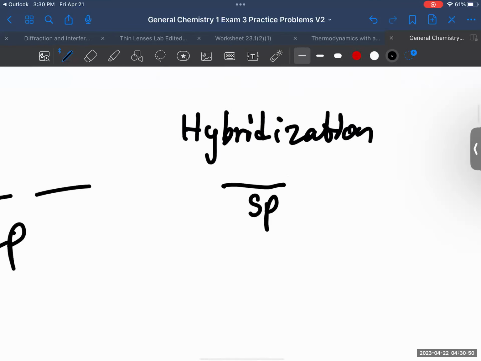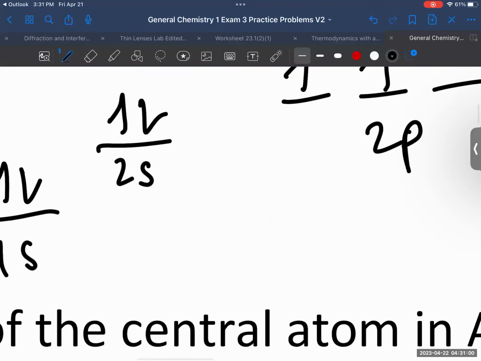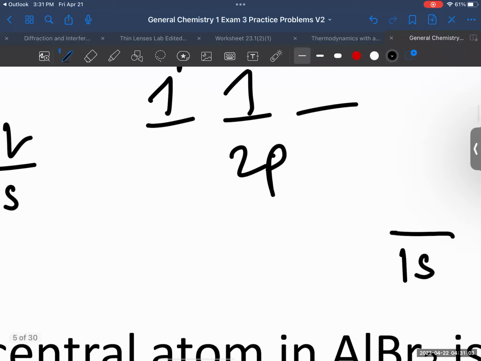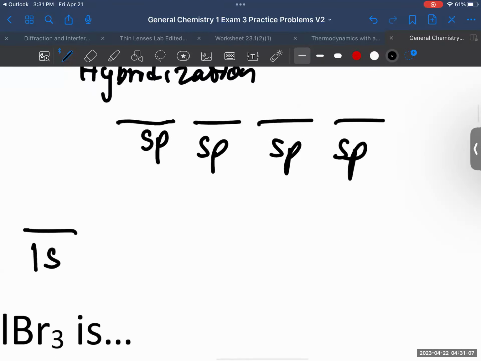If we use this new model, it'll be 1s there, and there's 4 sp hybrid orbitals. The way we got 4 is that the 2s has 1 orbital, and the 2p has 3 orbitals. So if we combine those together, it's 4.